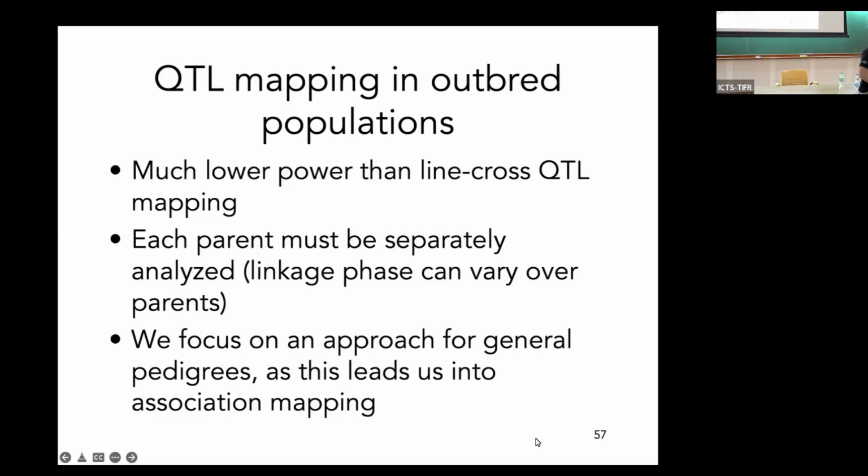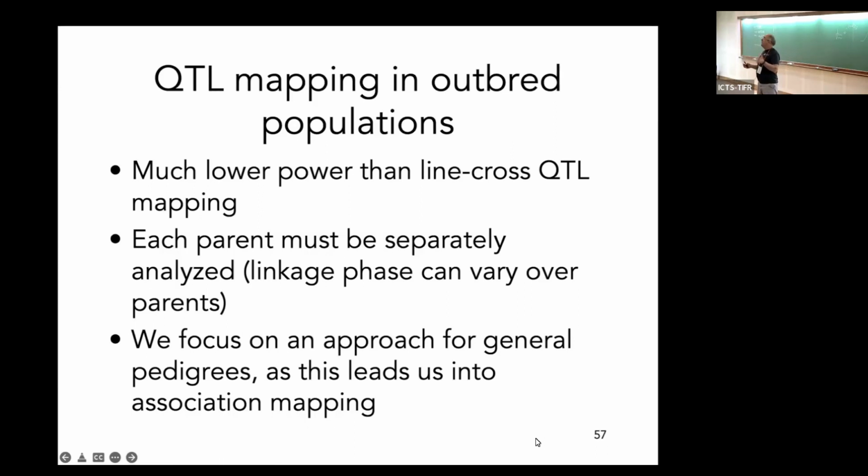Now, just one more comment. In natural populations, it's often hard to get large families, so you can do QTL mapping in outbred populations. This requires following pedigrees, and I won't say much about this, but you have to analyze each parent separately. In a line cross, every parent is a big M, big Q over little m, little q, a double heterozygote. Every parent is informative. In an outbred cross, most parents aren't double heterozygotes, and there's no linkage information if you don't have a double heterozygote.